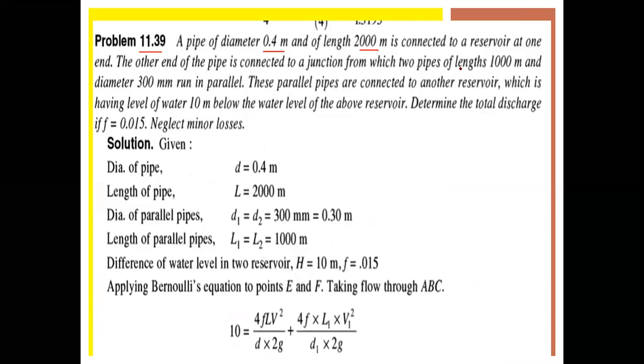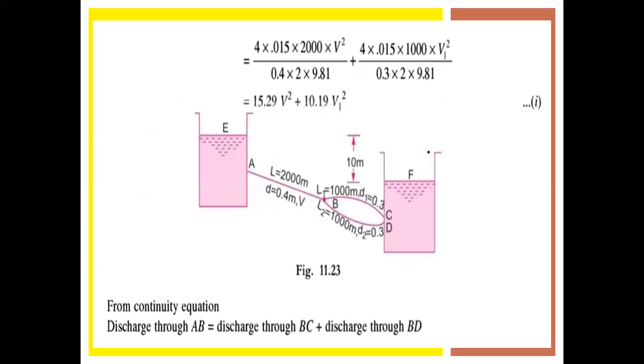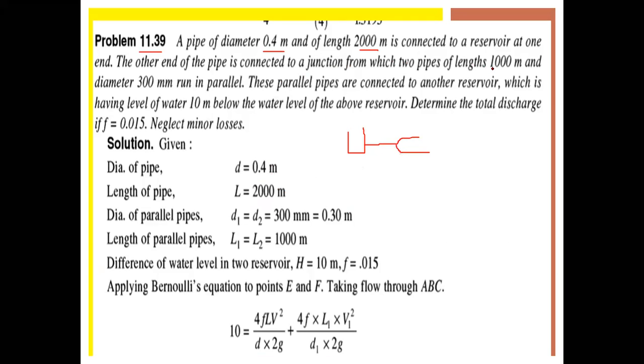and 300 diameter run in parallel. So here, what happened? For example, this is a reservoir. To this reservoir you are having a 2000 meter pipe connected. From this pipe junction you are having two pipes of length 1000 meters and diameter 300. So two pipes are connected like this. Now see here. This is a reservoir, the pipe you are having is 2000, and it is making a parallel connection, and these are adding up at the other reservoir, which has a different diameter. Now see the junction in the figure: 1000 meters and 300 running parallel. These parallel pipes are connected to the other reservoir.